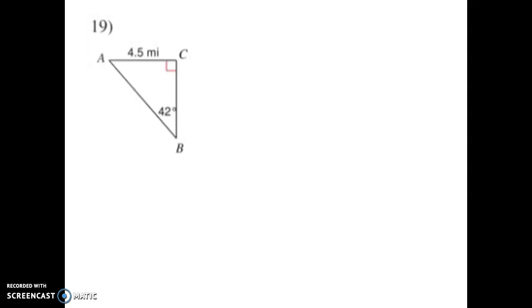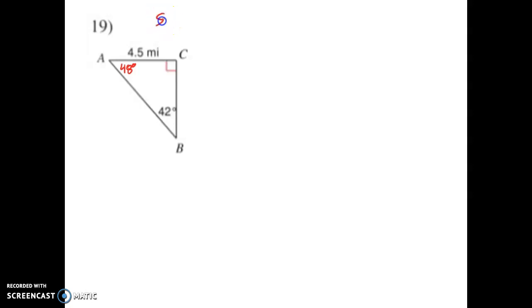All right, here we're going to solve this triangle, and that means finding the missing sides and missing angle. So we start with the missing angle first. It's going to be a 48-degree angle by triangle sum theorem. So we got 48 there. And now we can go after the sides.